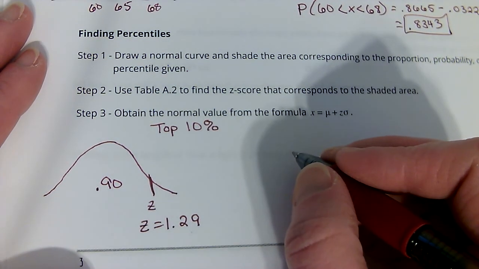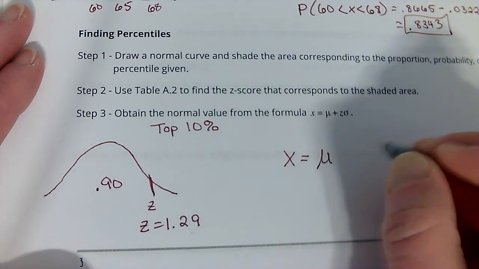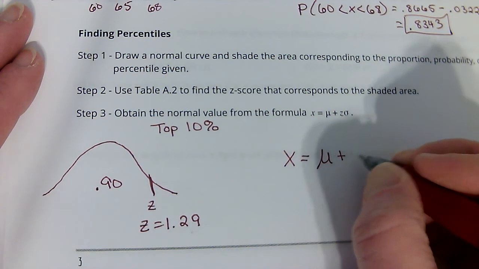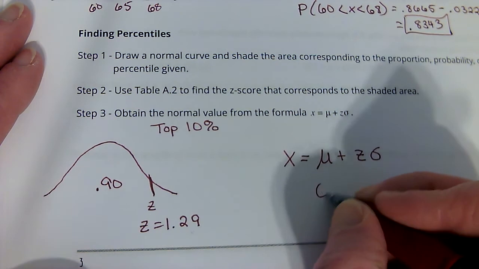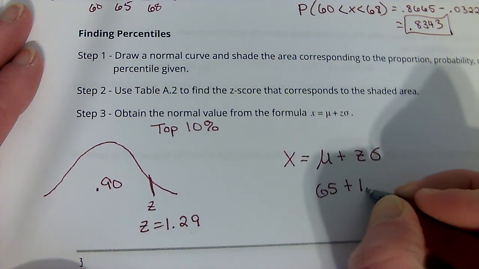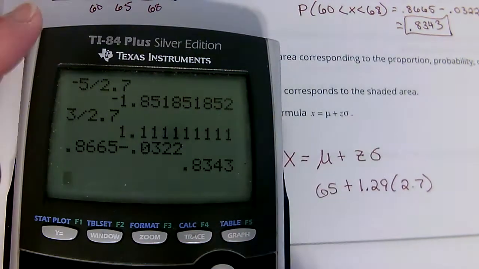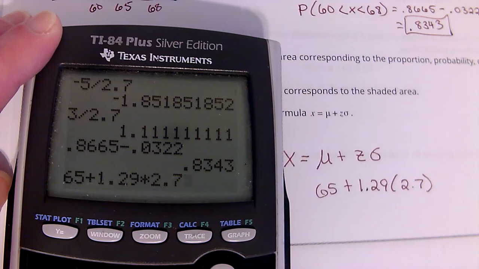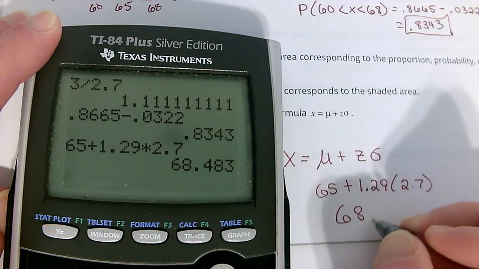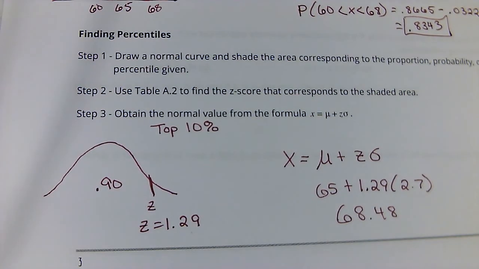So I want to find the x that matches that. What I'm going to do is take the mean plus that number of standard deviations away. So the mean was 65, and we're going to add 1.29 standard deviations. So 65 plus 1.29 times 2.7, and we get 68.48. So a height of 68 would be in the top 10%.